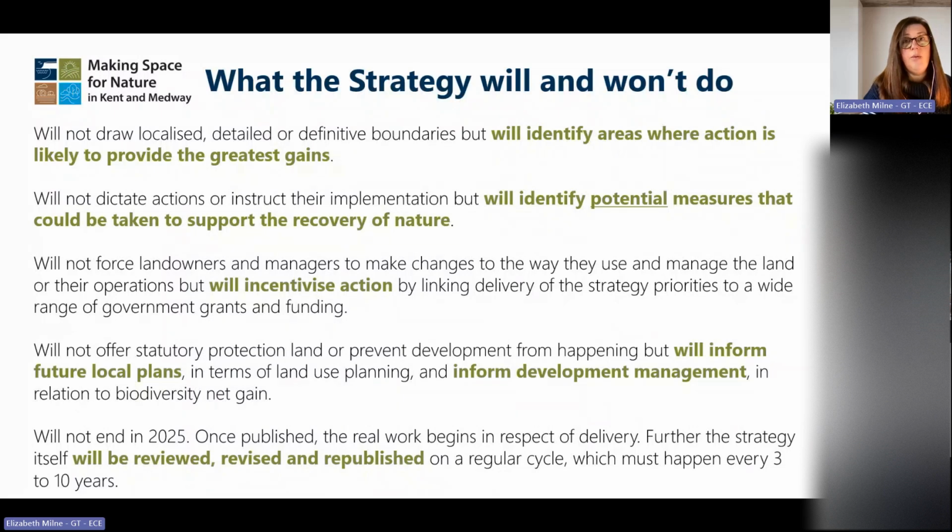And this is how DEFRA has designed the strategy and how DEFRA wants to see the strategy acting. So whilst the strategy will identify areas where action is likely to provide the greatest gains, the boundaries it draws will not be detailed, nor will they be definitive. And it will also not dictate nor instruct any actions. So those actions that have been identified, and where they've been identified, are not dictated and they're not instructed. They're simply potential measures that could be taken to support the recovery of nature.